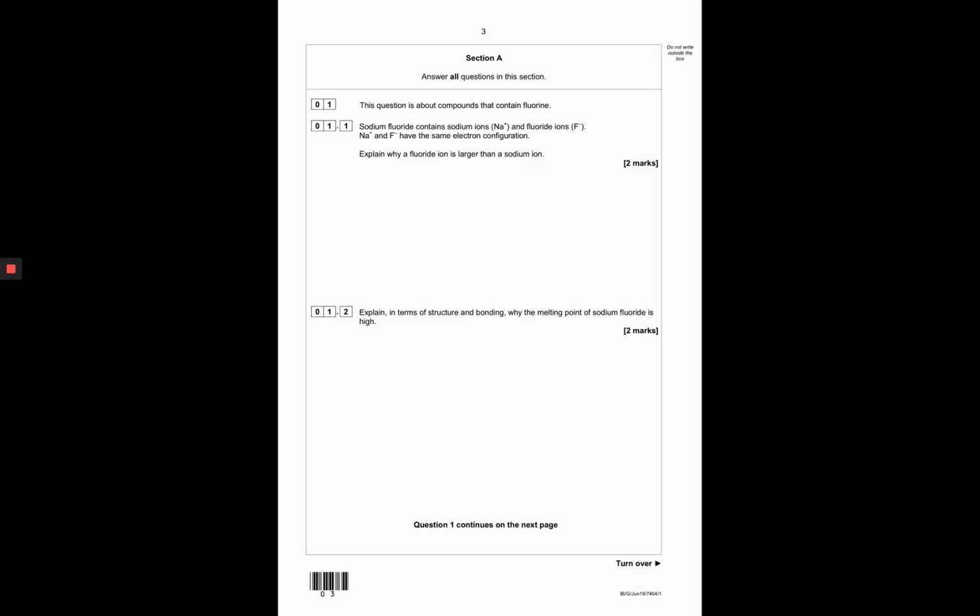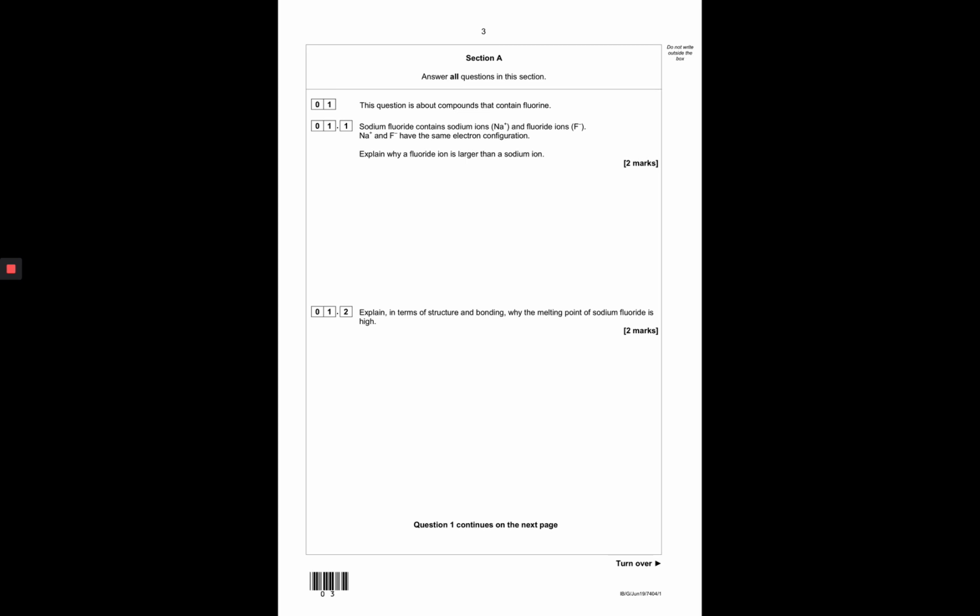Okay, so starting with the first question. It says sodium fluoride contains sodium ions, Na+, and fluoride ions, F-. Na+ and F- have the same electron configuration. Explain why a fluoride ion is larger than a sodium ion. So we're told they've got the same electron configuration, so we have to think about what's different about them. It is asking us why the fluoride ion is larger, so we're going to phrase our answer in that sense.